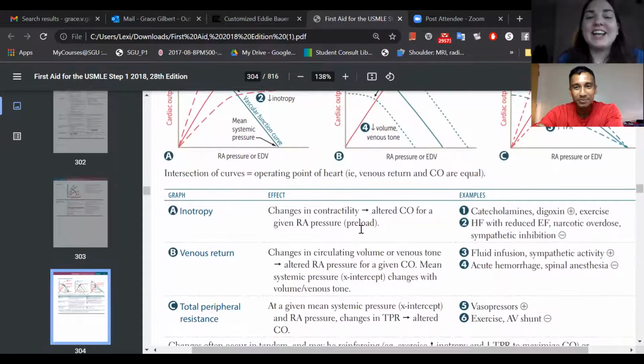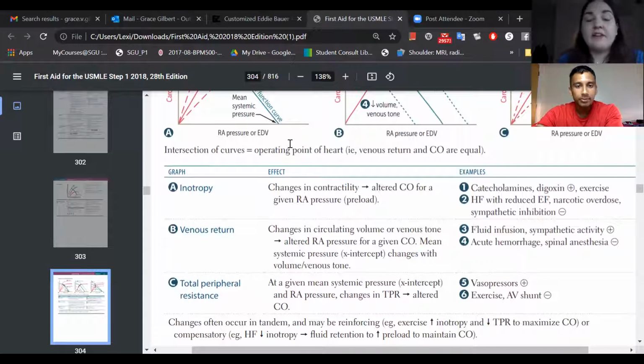Sounds good. Okay, so this second graph is venous return. So tell me what it says. Read this part for me.